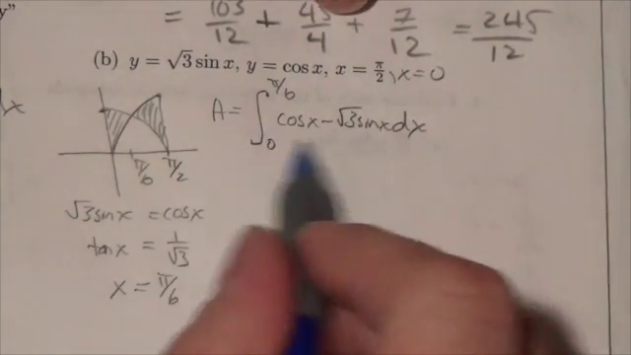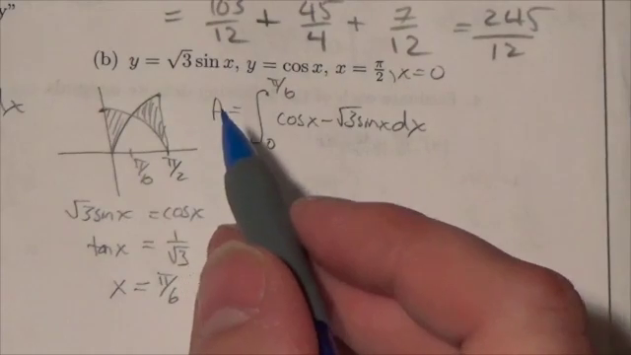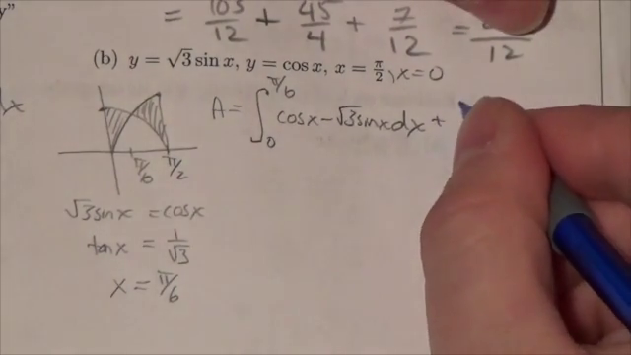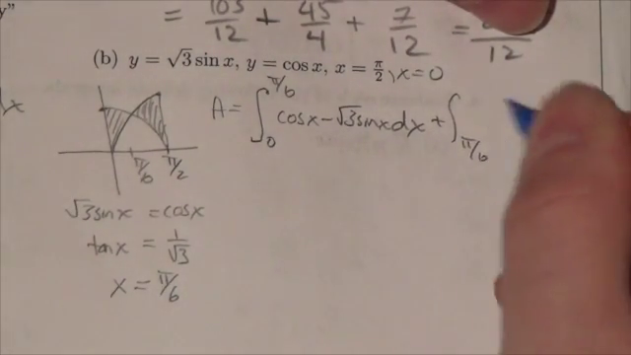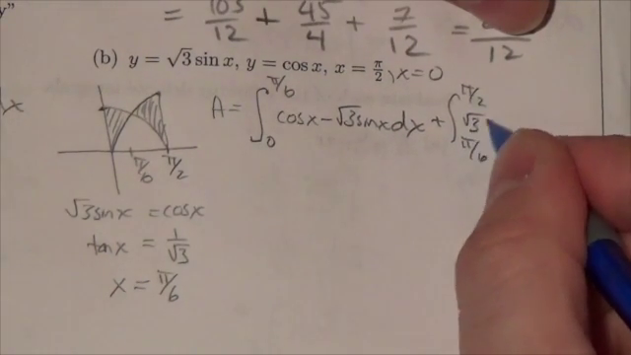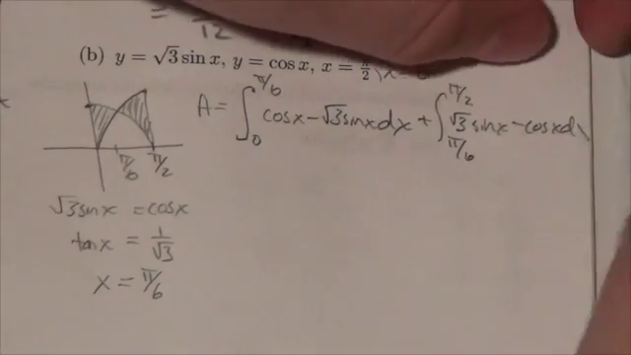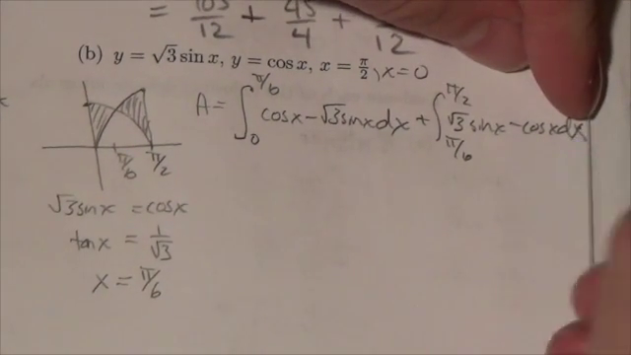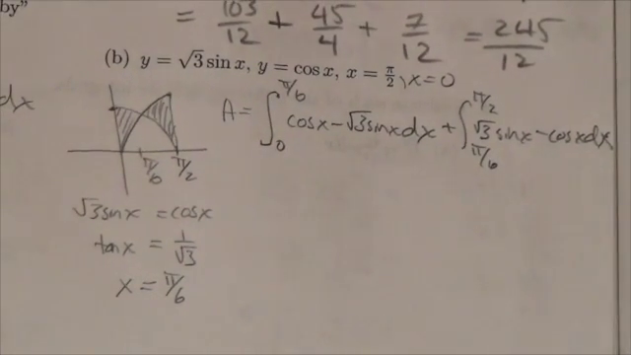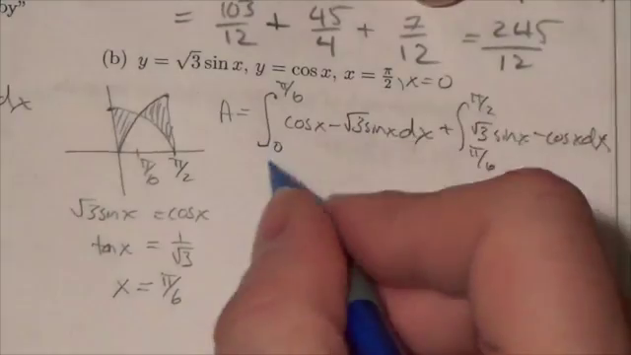Now I already know that that's going to be a positive result because I chose cosine to be on top. And then I will add to this the integral from pi over 6 to pi over 2. And in this case, I will write root 3 sine x minus the cosine of x dx. Now I'm running off the edge of the paper there, getting right close to the end, but you can see that. And again, I switch the order there just so that my result will be positive.